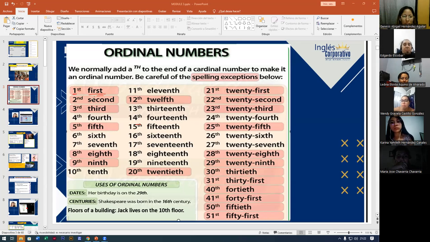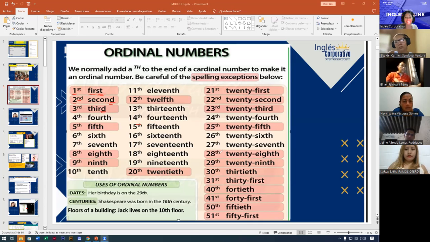The complete form to write second will be this, but the last two letters are ND. So to abbreviate, you write the number and the final two letters. Same case with third. We have the number, and to make the abbreviation, include the final two letters. They would always be the last two letters. Exactly, that is correct. It's the last ones that you include. Let's continue with the next parts.